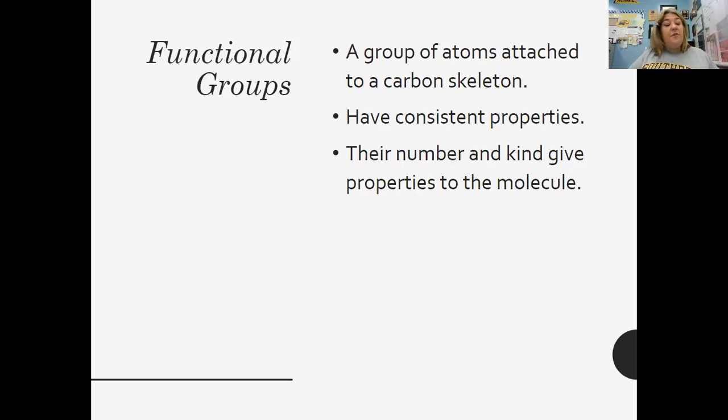There are a few functional groups that we're going to learn, and we're going to talk about what they do to the molecule. And while we're doing that, we're going to talk about how to make these into flashcards. You are going to have a quiz on functional groups, not only identifying what they're made of as far as their atoms or their elements, but also what properties they give to the hydrocarbon. So we're going to be looking at that as well.